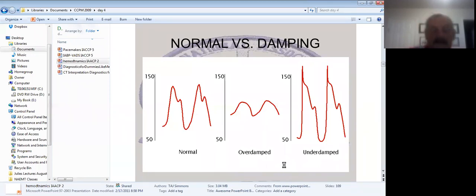So, dampened waveform. There are things that do alter the waveform artificially. So anything that artificially changes the waveform, either over or under damping, changes the waveform in such a way that it's no longer useful to you. They're either exaggerated in the case of an underdampened waveform, or they're muted in the case of an overdampened waveform. And either way, you no longer have a faithful tracing.